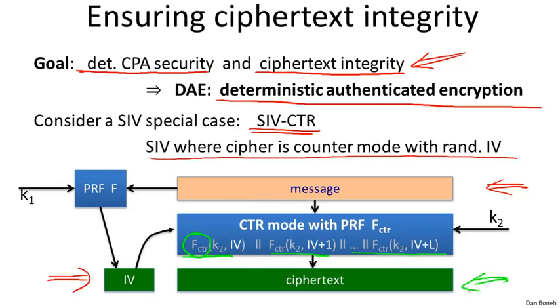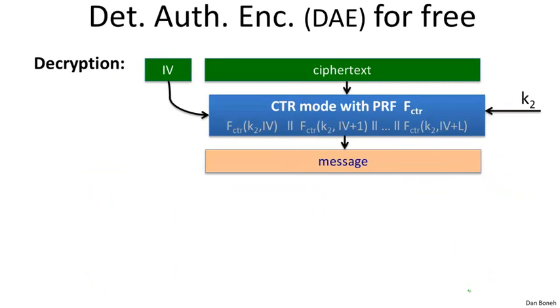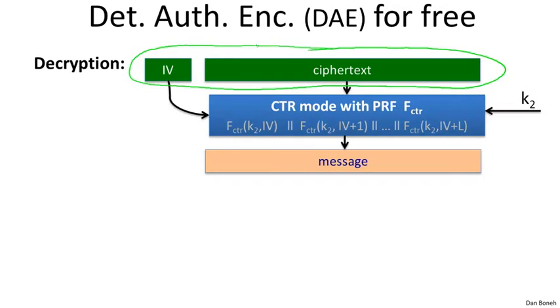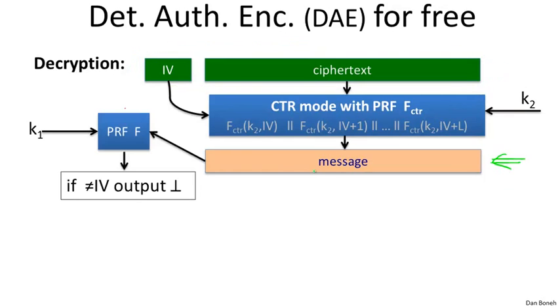Now let's see how decryption is going to work, and during decryption we're going to add one more check, and that's going to provide ciphertext integrity. Here we have our input ciphertext, so it contains the IV and the ciphertext. The first thing we do is decrypt the ciphertext using the given IV, and that will give us a candidate plaintext. Now we reapply the PRF F from the definition of SIV to this message. If the message is valid, we should get the same IV that the adversary supplied as part of the ciphertext. If we get a different IV, then we know that this message is not valid, and we simply reject the ciphertext.